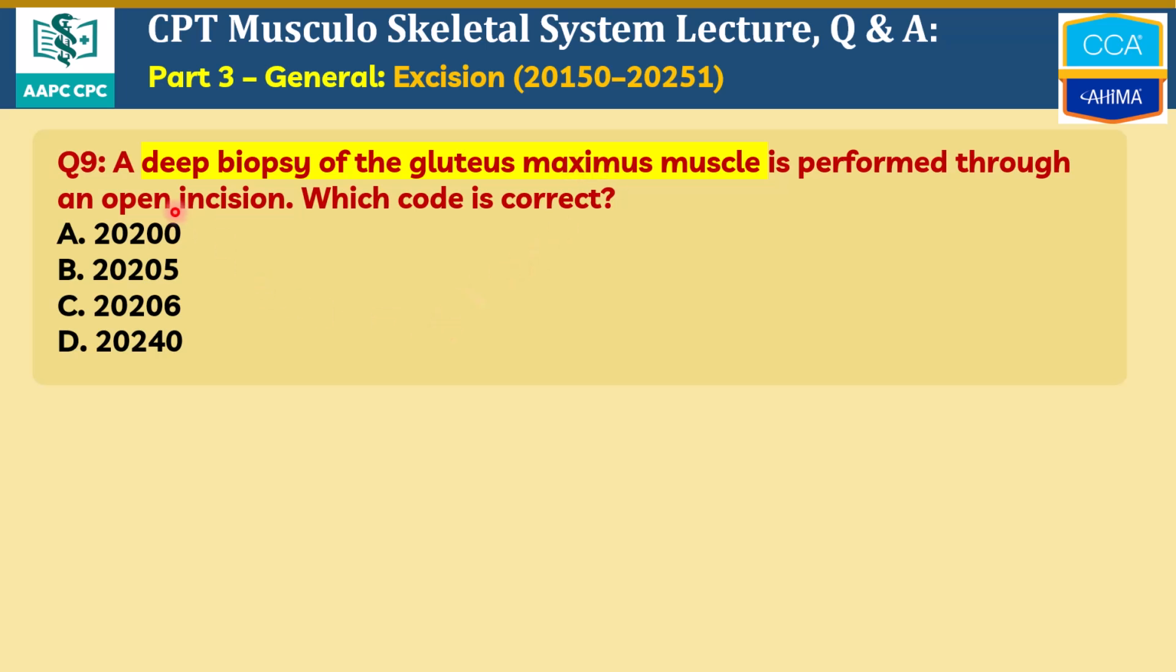Once you look at the answers, all answers are adjacent codes. So you can use the elimination method for the exam purpose. But for the real working scenario, you have to use the CPT alphabetic index to find the answer. Because in the real working world, you don't get these 4 choices. So I will explain both methods for the exam and for the working purpose. So let's start with the elimination method.